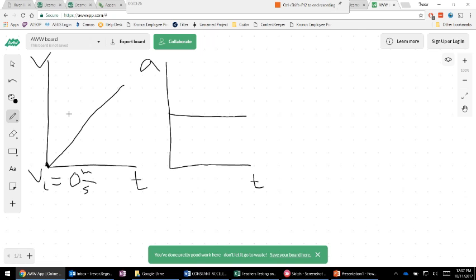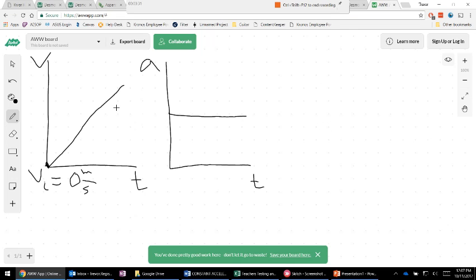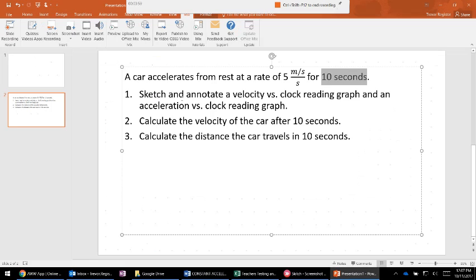Okay? Now if I go back, it says it does this for 10 seconds. So what I'm going to do is I'm going to drop a little dotted line here just so I can see where it hits my time axis. And so let me erase this and make some room. Okay. And so I'm going to write t equals 10 seconds. Okay. Go back to my problem. That's all I've got for the velocity.